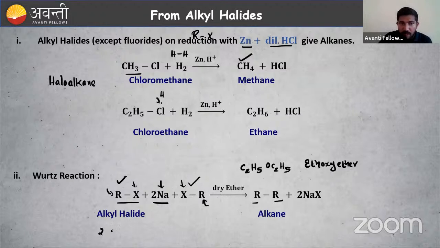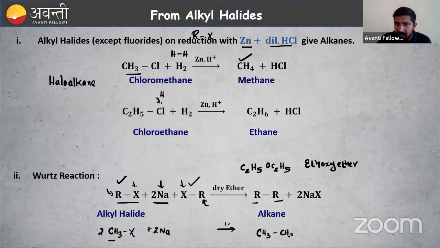Suppose we have 2 CH3X, 2 Na in the presence of dry ether. So what is formed? Take the first brother, that is CH3, then the second brother, that is CH3. So I will get ethane. You have to just join them. So that is the reaction. What is the name of this reaction? Wurtz reaction. This Wurtz reaction is very important. Next year also you will study about Wurtz reaction, so it is better to study it now itself. Then your thought will be very easy. So that is about our Wurtz reaction.